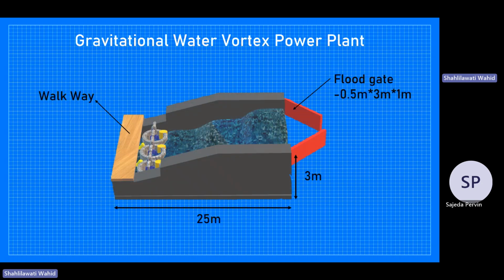And now we have a side view of what the GWB looks like. That wooden board is a walkway for employees to walk by so they can look down into the GWB to check the situation and see if it needs maintenance or not.